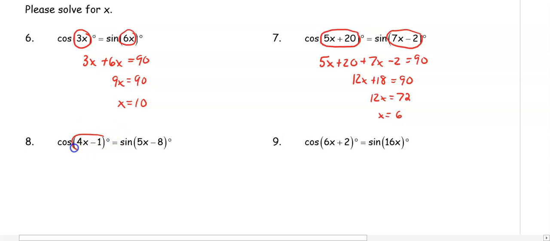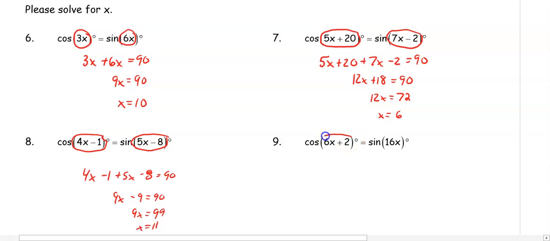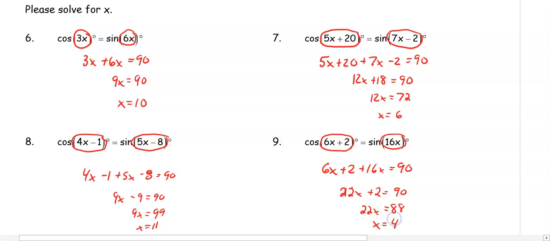In number 8, the trig ratios are equal, so the angles together equal 90. So we get 9x minus 9 equals 90, 9x equals 99, so x is 11. And the last one, again, our angles together equal 90, so 6x plus 2 plus 16x equals 90. We get 22x plus 2 equals 90, 22x equals 88, so x equals 4.